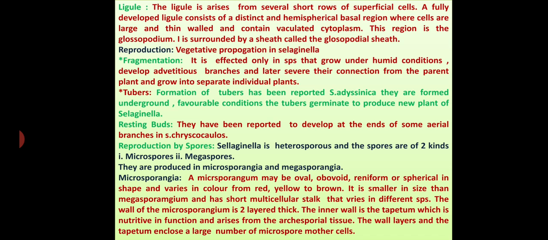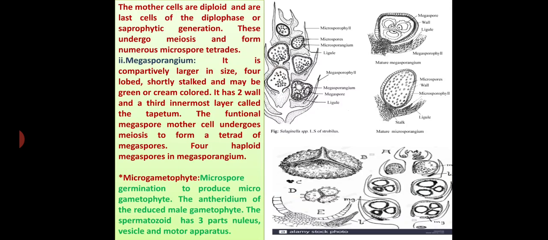The wall of the microsporangium is two-layered thick. The inner wall is the tapetum, which is nutritive in function and arises from the archesporial tissue. The wall layers and the tapetum enclose a large number of microspore mother cells. The microspore mother cells are diploid and are the last cells of the diplophase or sporophytic generation. These undergo meiosis to form numerous microspore tetrads.